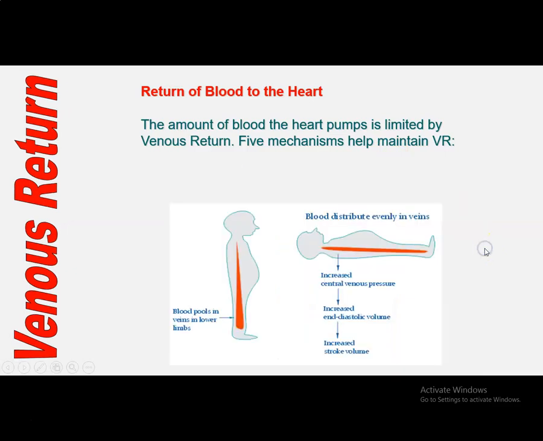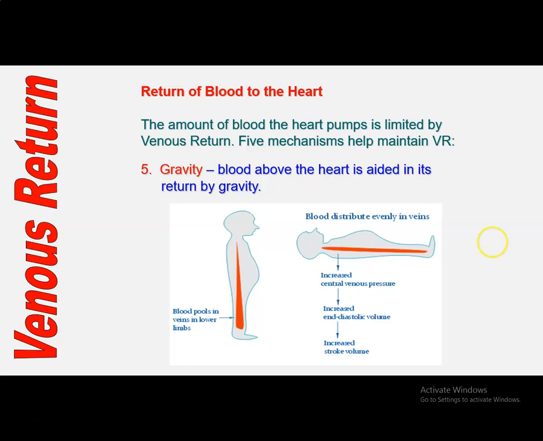Simple. Number two is gravity. So blood above the heart is aided in its return by gravity. So any blood above the heart, in our shoulders, in our head, gravity will just let it distribute back towards the heart.